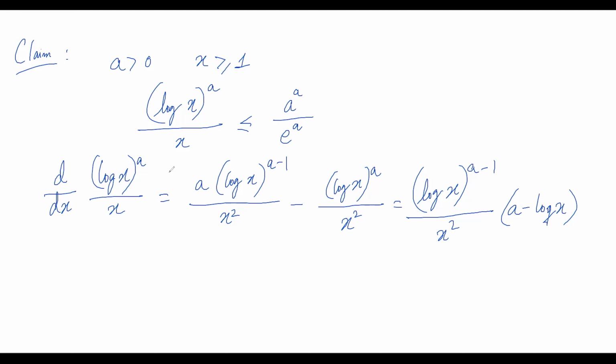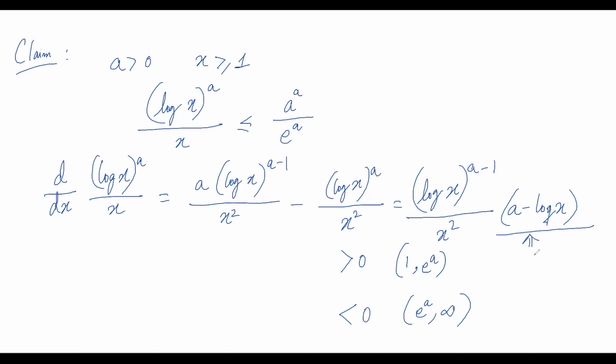So at x equals 1, as you can see, my claim easily satisfies, and also at x equals e to the power a, the equality holds. Now this derivative is greater than 0 in the interval (1, e to the power a), as you can see here. And it is also less than 0 in the interval (e to the power a, infinity) because of this part.